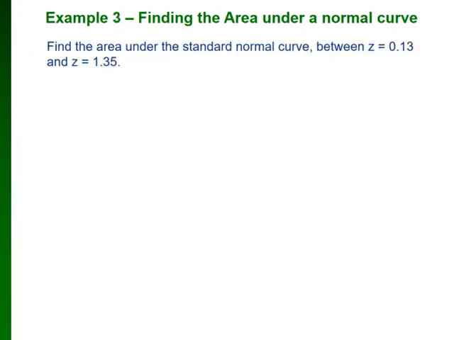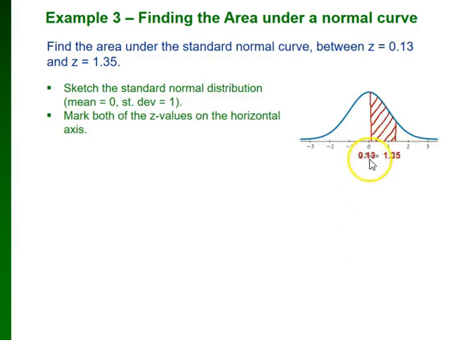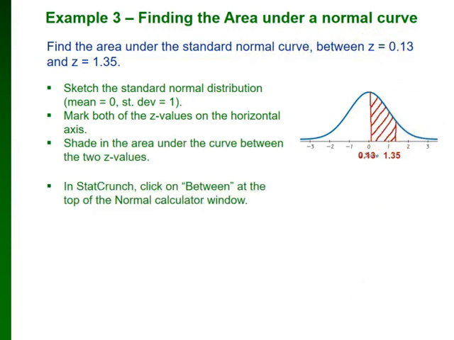Now we're going to find the area under a standard normal curve between two different values. This time we're looking for the area between z equals 0.13 and 1.35. We're going to sketch our picture again. This time we want to mark both of the z values on our horizontal axis. Here's our 0.13, here's our 1.35, and we shade in between those two because it wants to know the area between those two values. In StatCrunch, if we have two values like this, then we need to use the between window instead of the standard window.